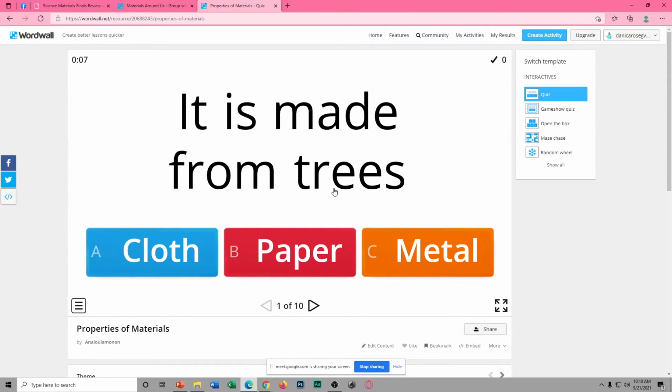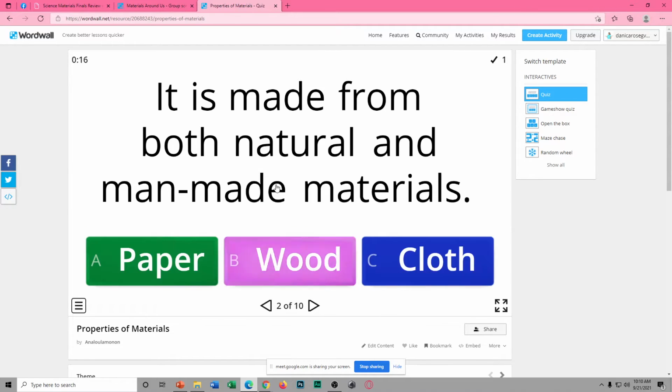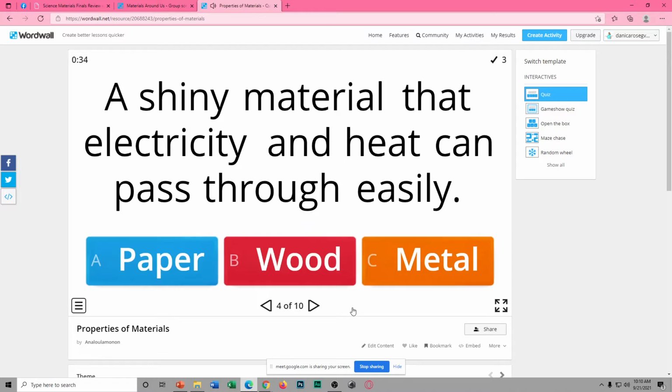Made from trees. Paper. Next, it is made from both natural and man-made materials. Cloth. It can be used to make things like tools and furniture. Wood. A shiny material that electricity and heat can pass through. Metal.